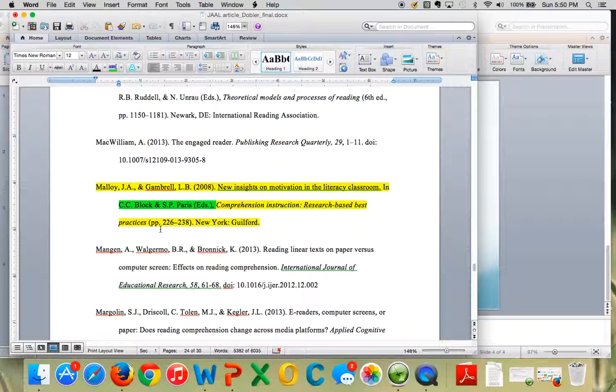This time, we do use the PP abbreviation for pages. I know it's confusing. There's no rhyme or reason. I can't explain why. That's just how it is. So, parentheses, PP, list the pages, and parentheses, period, the publication city, and the publishing company.